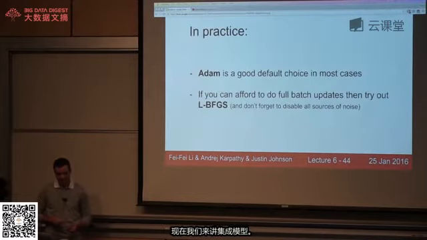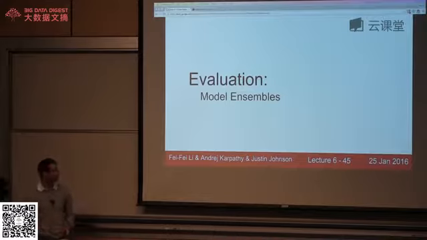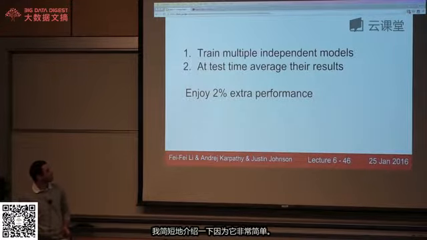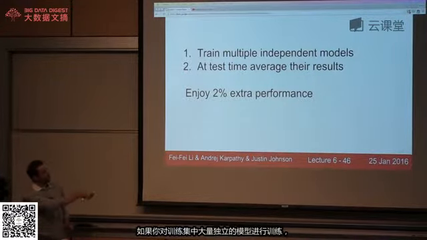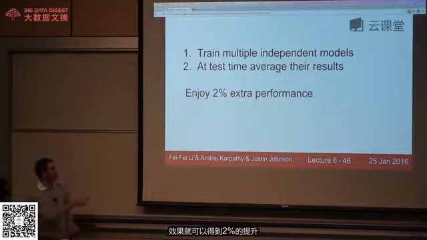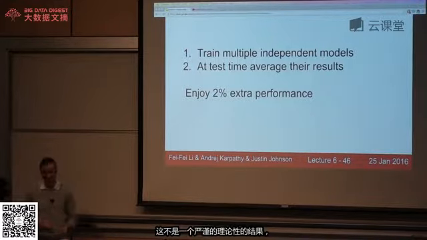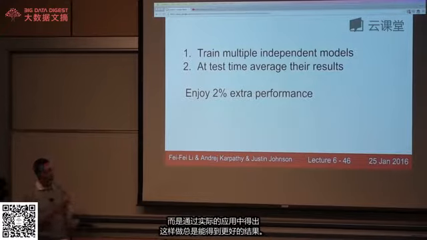All right, cool. Okay, so we're going to go into model ensembles. I'd just very briefly like to talk about it because it's quite simple. It turns out that if you train multiple independent models on your training data, instead of just a single one, and then you average their results at test time, you always get 2% extra performance. This is not really a theoretical result. It's more of an empirical result, but in practice this is a good thing to do. It almost always works better.